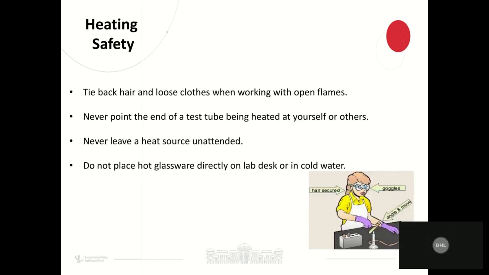Heating safety. When you work with open flames, tie back hair and loose clothes. Never point any of these test tubes at your friend or yourself, and never leave these.